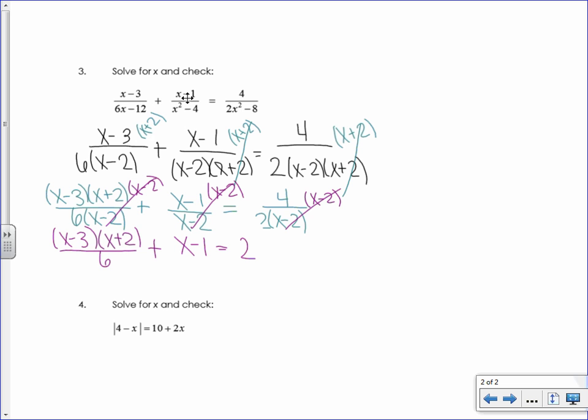I have one thing that I still need to eliminate, which is the 6. So I multiply here by 6. You need to multiply everything by 6. So this gets multiplied by 6. This gets multiplied by 6. And you can do this 2 ways. You can multiply each of these by 6, or you could have written it with the parentheses and then distributed. Either way, you should still get x minus 3 times x plus 2 plus 6x minus 6 equals 12.